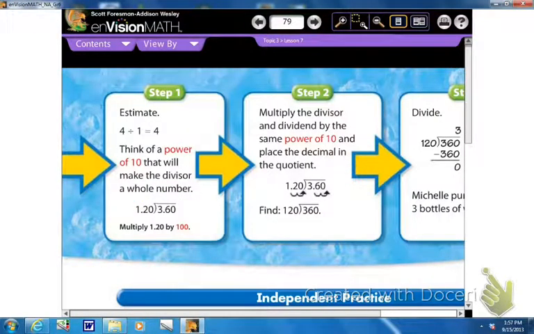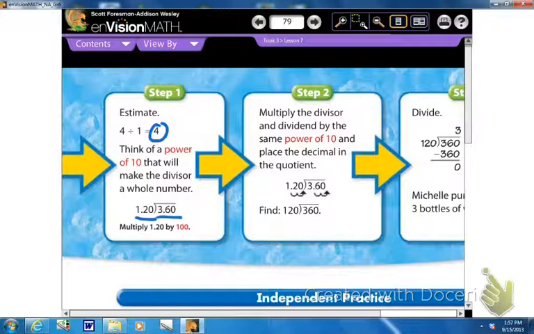The first step is to estimate. So instead of 3.60 divided by 1.20, think of 4 divided by 1. And then you know that it's going to be around 4. So, just like in the last lesson, you set this up, 3.60 divided by 1.20. And the rule stays the same.